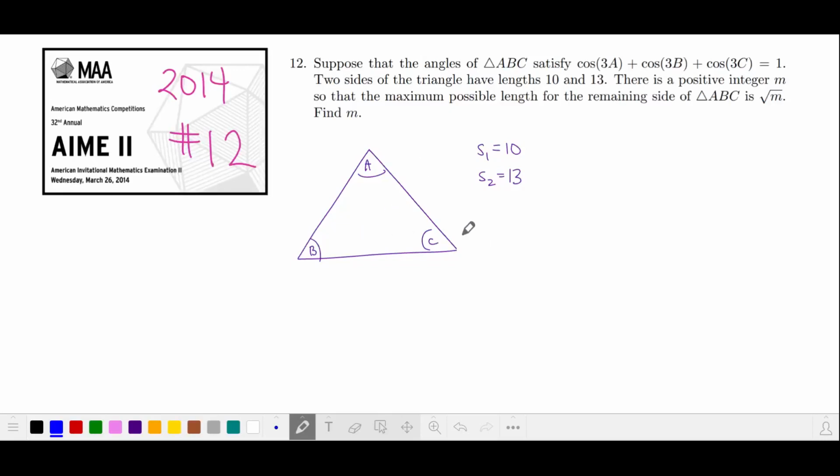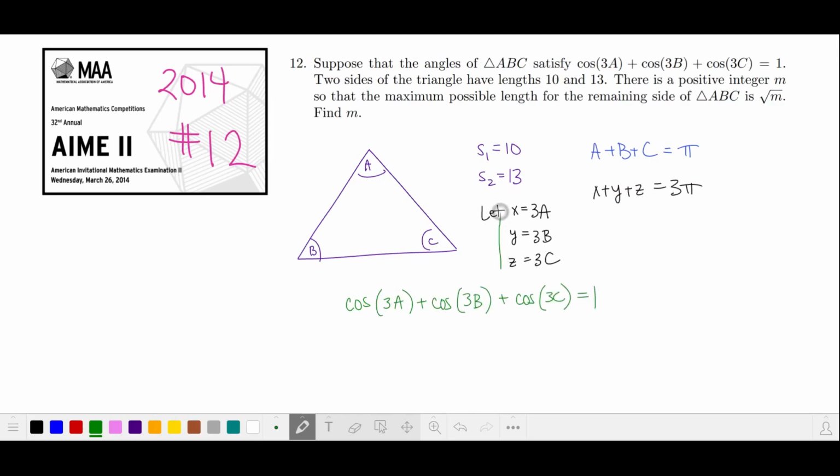A, B, and C are the three angles of a triangle, so the angle sum is 180 degrees. Let's let x, y, and z be 3 times these angle measures. So we have that x plus y plus z is 3 times pi. Let's start with the angle that they give in the problem statement, and we'll substitute x, y, and z.